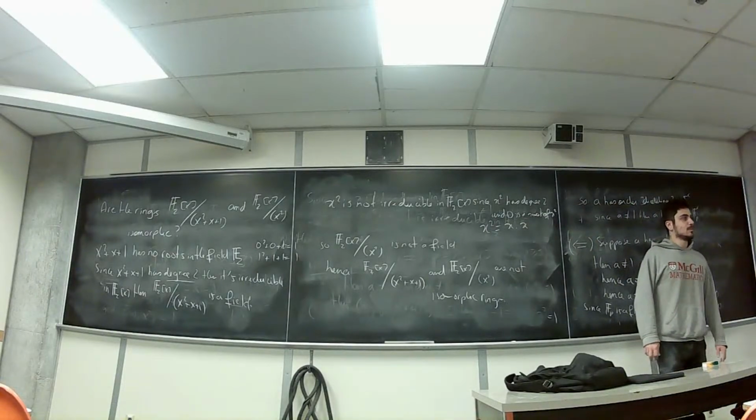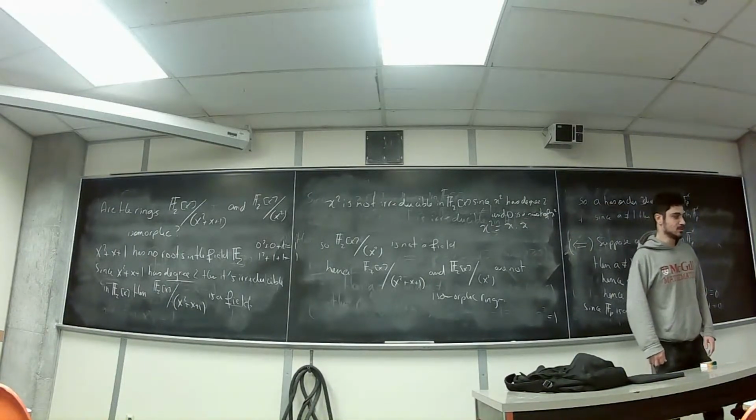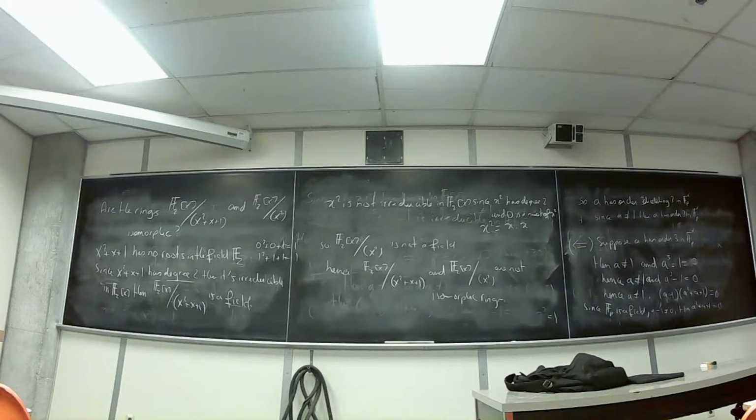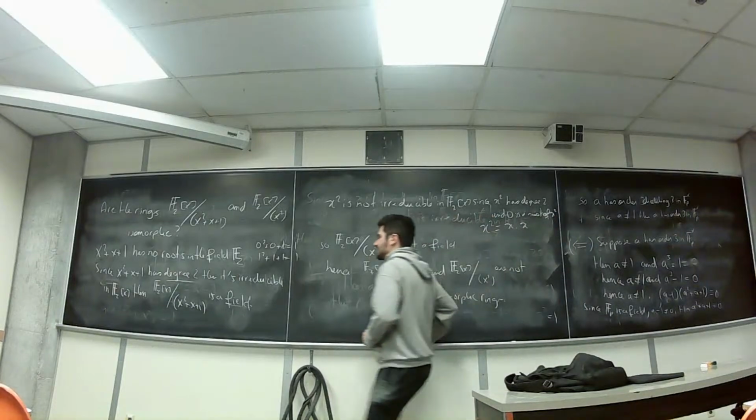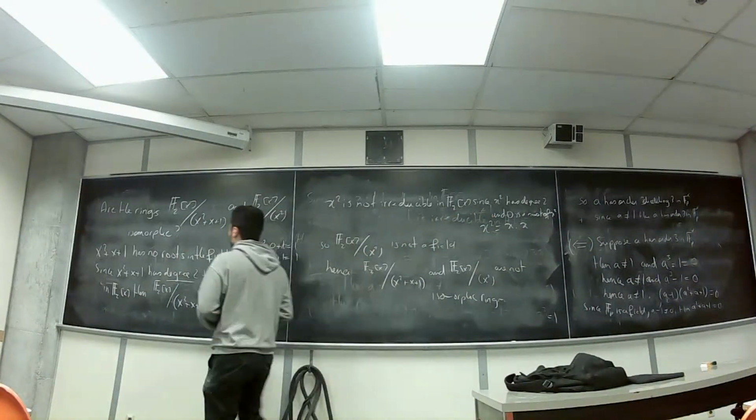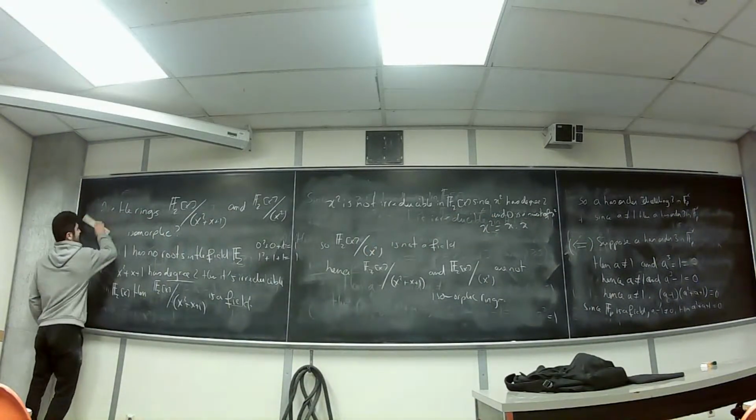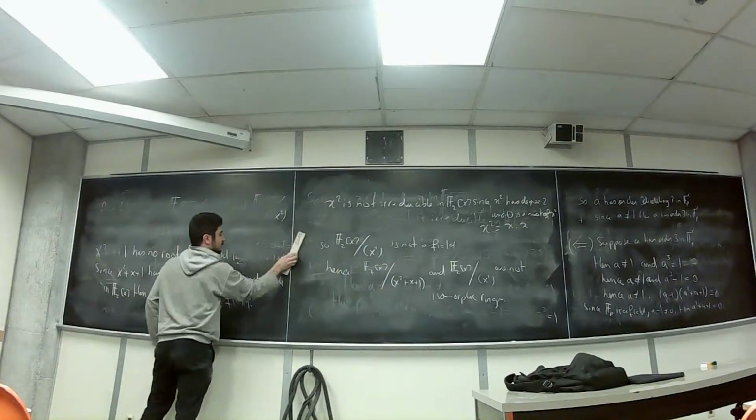Okay, great. Now let's do the last question. Show that x cubed plus 11 is irreducible in F13. I just didn't put my brackets correctly, or I forgot to put the brackets in there.